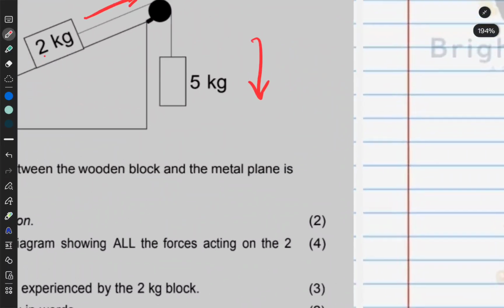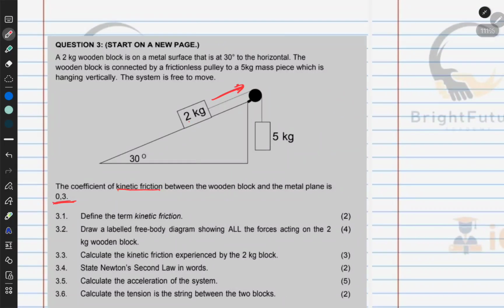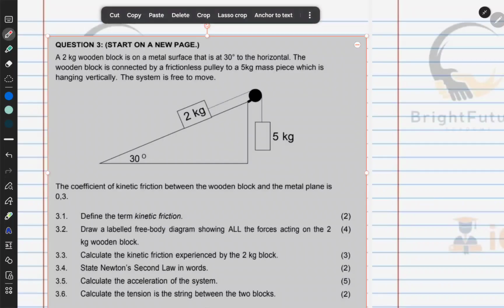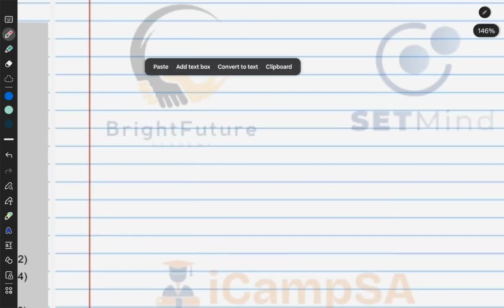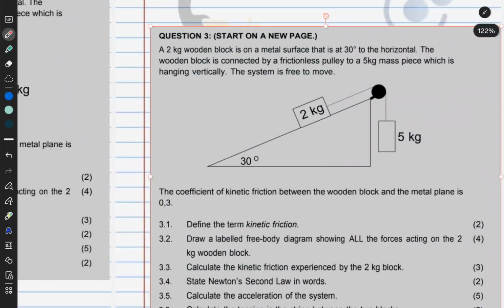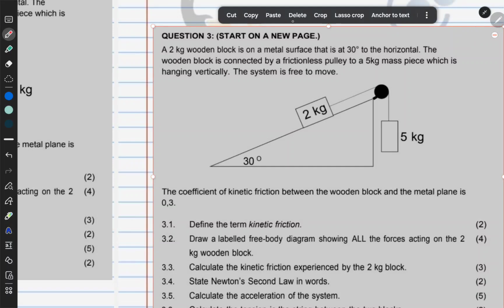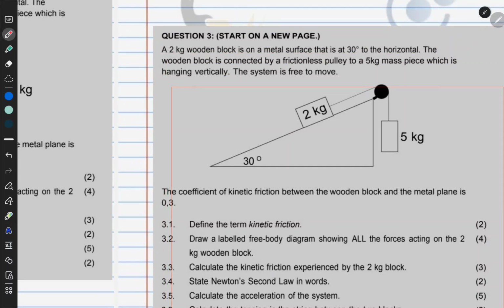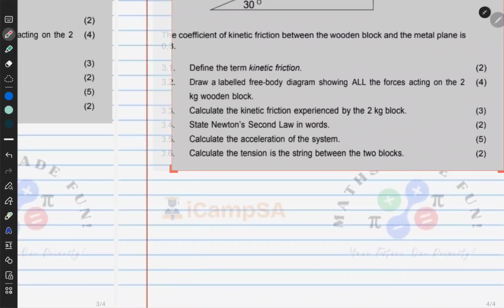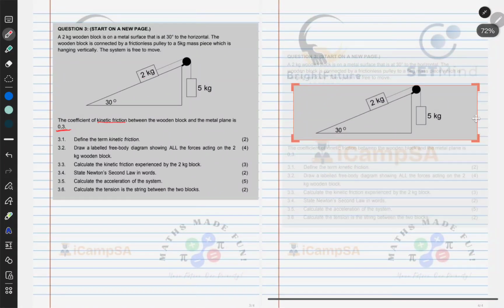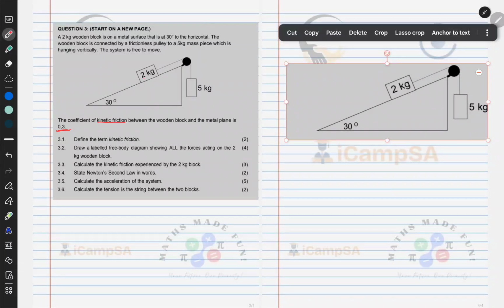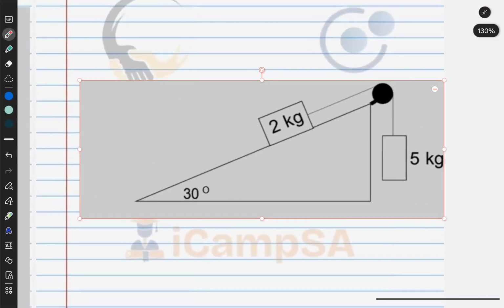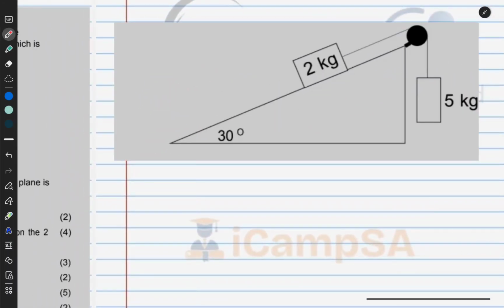Now, before we do anything, what I always advise is to draw the free body diagrams, or you don't even have to draw them yet. You just annotate your diagram and then you can draw them on the side. So let's first start by annotating our diagram.